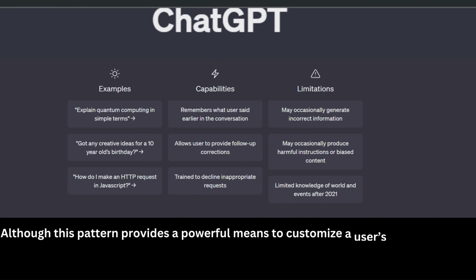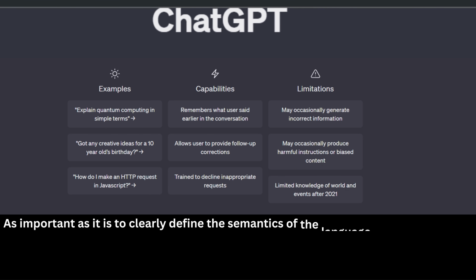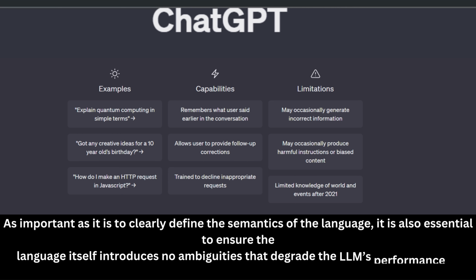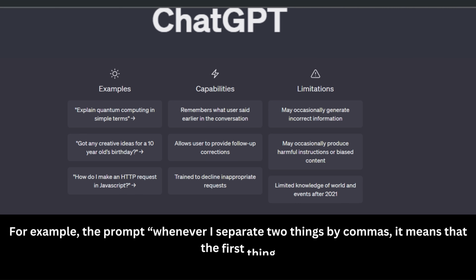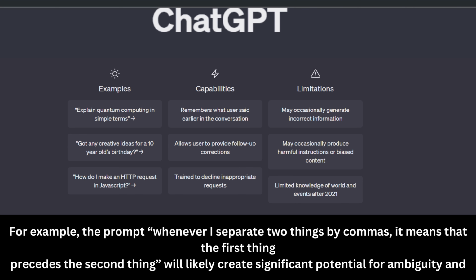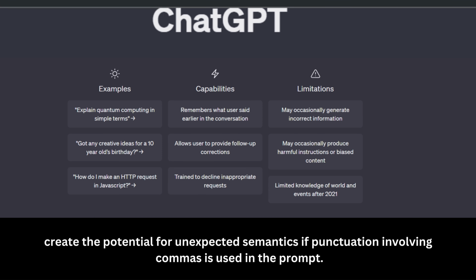Although this pattern provides a powerful means to customize a user's interaction with an LLM, it may create the potential for confusion within the LLM. As important as it is to clearly define the semantics of the language, it is also essential to ensure the language itself introduces no ambiguities that degrade the LLM's performance or accuracy. For example, the prompt "whenever I separate two things by commas, it means that the first thing precedes the second thing" will likely create significant potential for ambiguity and create the potential for unexpected semantics if punctuation involving commas is used in the prompt.